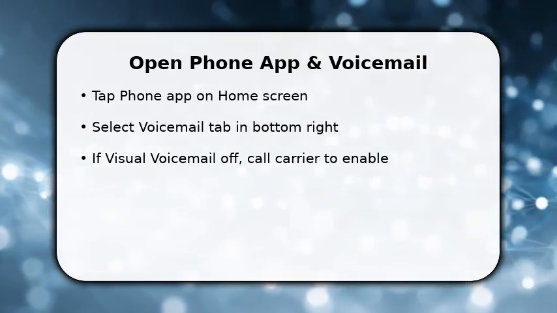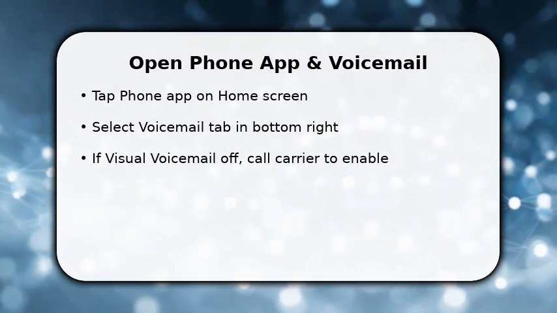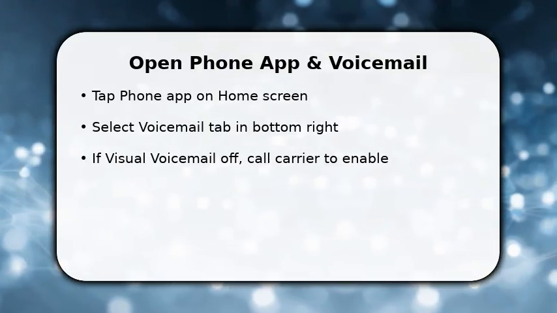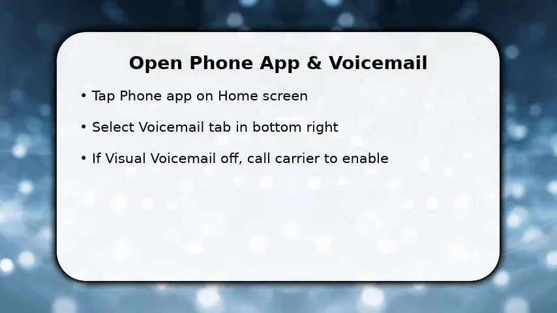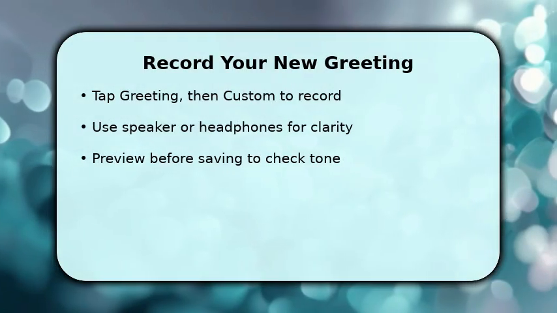You're doing this now to access the built-in record and save flow. That's why we didn't backtrack to settings. Proceed to tap greeting. You'll record next. Now you'll choose custom and tap record to create your new greeting.